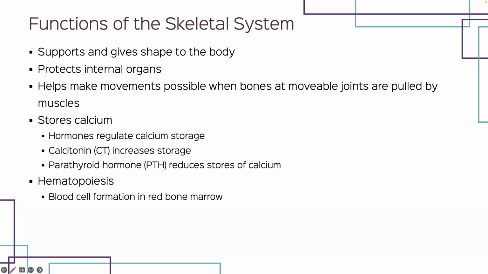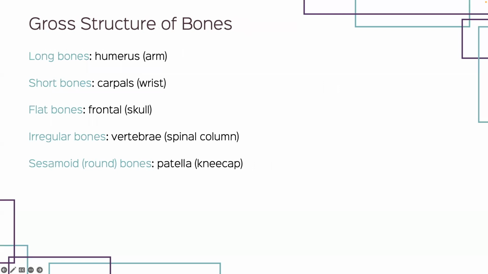It is a combination of two different Greek word parts, hemato, meaning blood, and poiesis, meaning making. Red blood cell formation is a vital process that's carried out within our red bone marrow. The red bone marrow is soft connective tissue inside the hard walls of some of our bones, and it will produce both red and white blood cells.